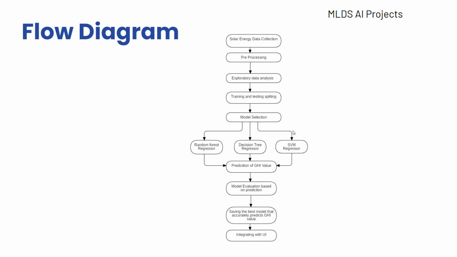The basic flow diagram of our project is this, where initially solar energy data collection has been done, and pre-processing, where the null values have been checked and only the main features like temperature, weather conditions and cloud conditions are considered. EDA has been performed where different plots have been made, and train-test splitting is done. In model selection, 3 algorithms have been implemented. Based on the prediction of the GHI value, model evaluation is done, and the model that accurately predicts the GHI value is saved and integrated with the UI.